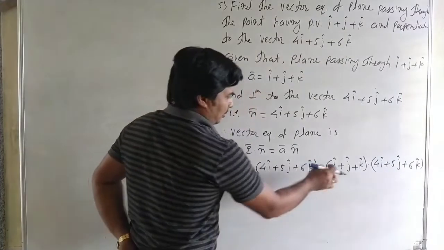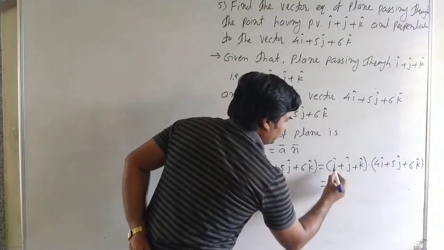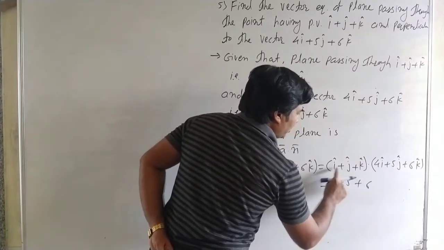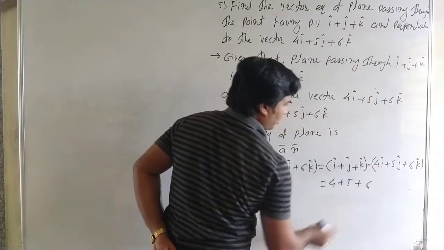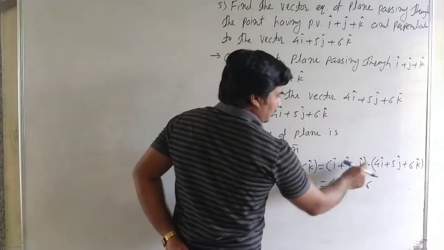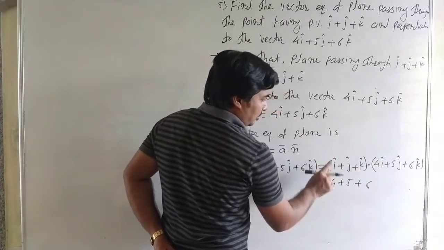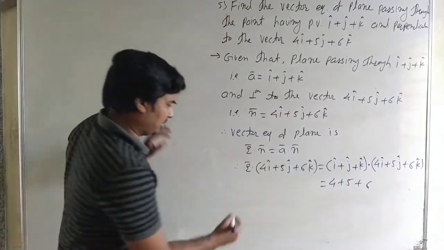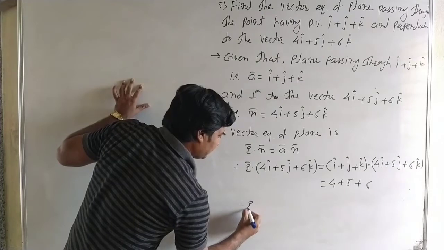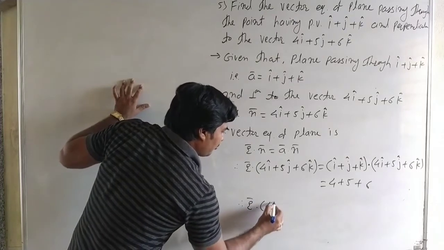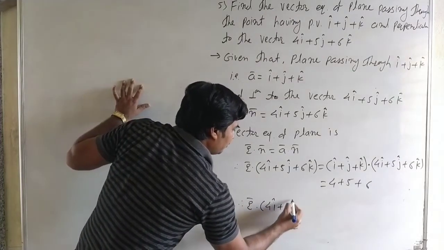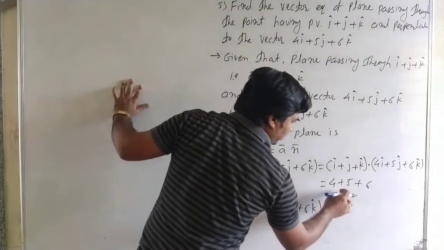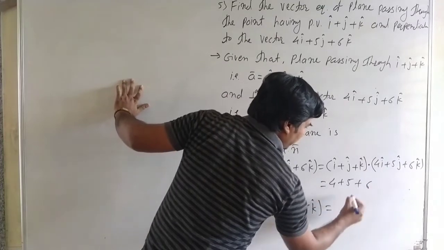Now we find only the dot product of these two vectors. It is 4 plus 5 plus 6. It is a dot product, the multiplication of the corresponding components of the vectors i, j, and k. Therefore the vector equation of plane is r bar dot 4i cap plus 5j cap plus 6k cap is equal to, here 4 plus 5 plus 6 it is 15.